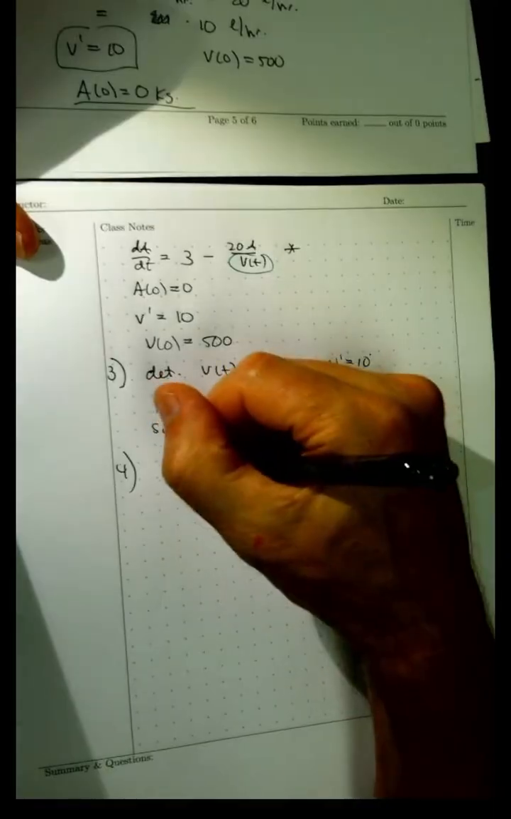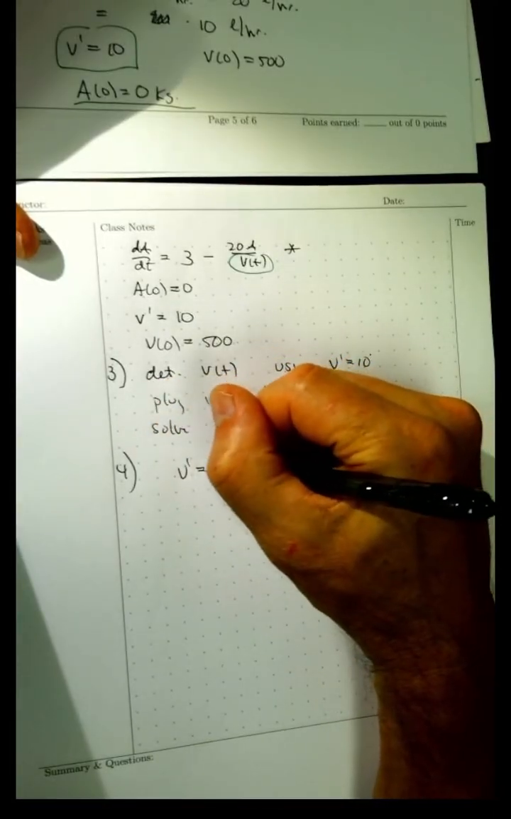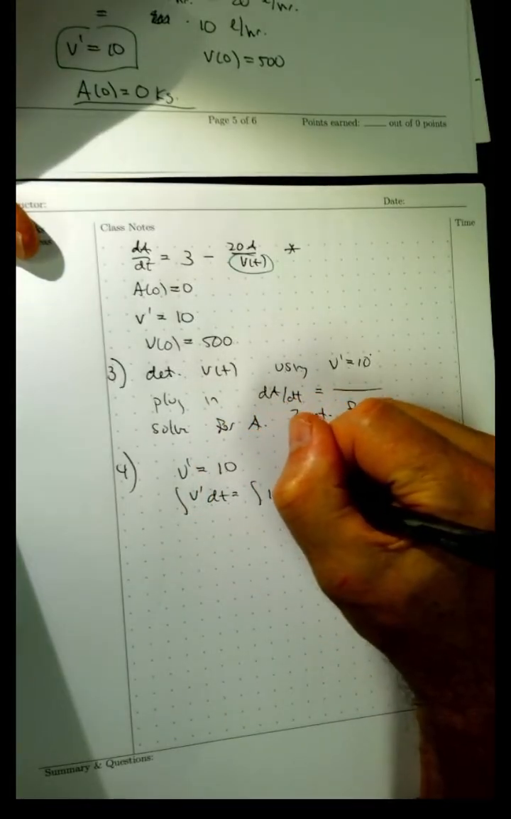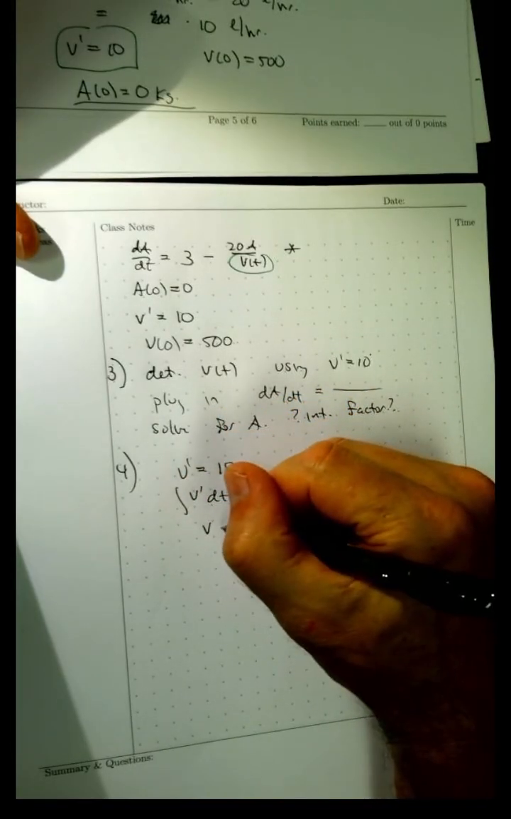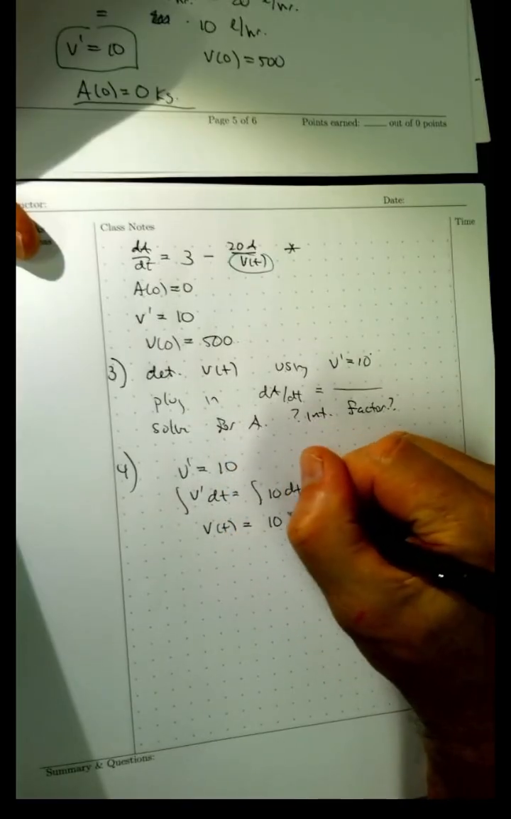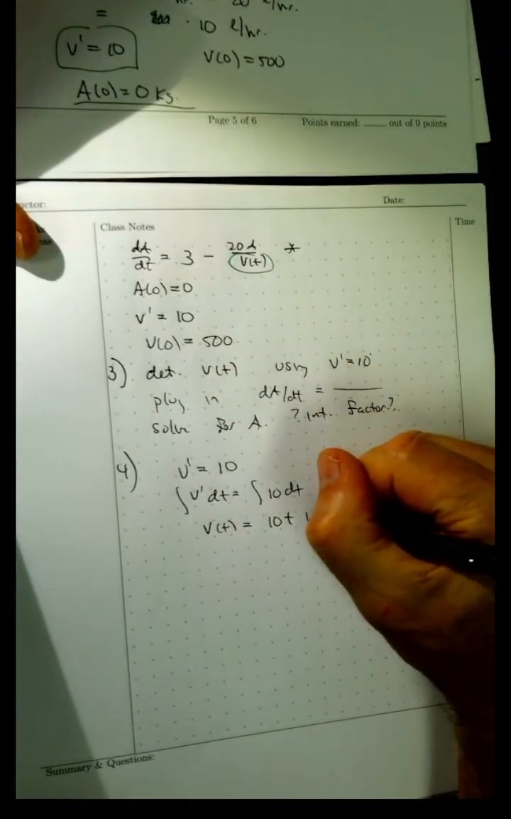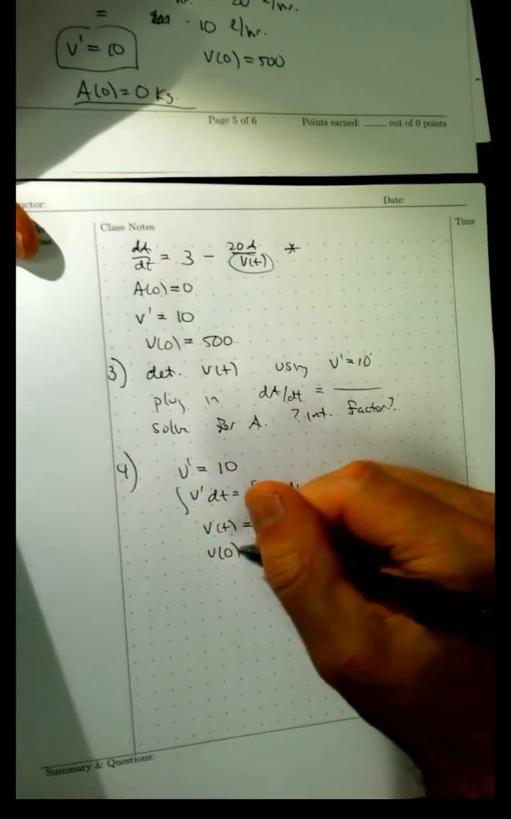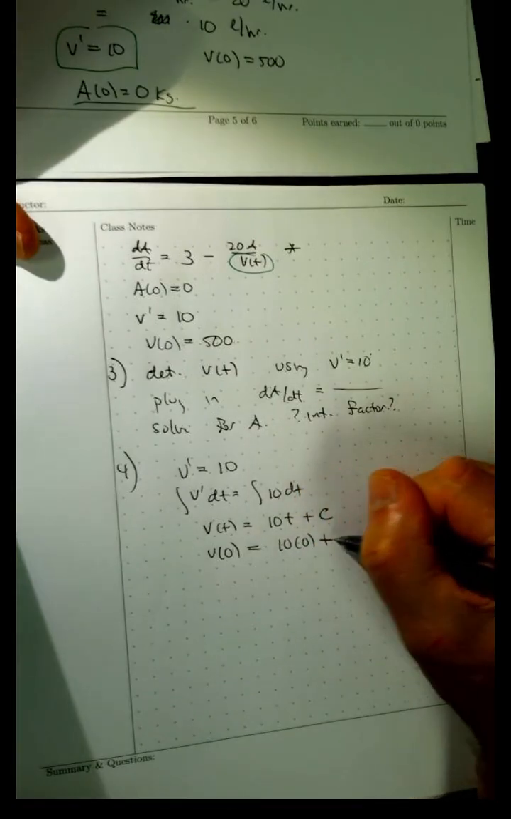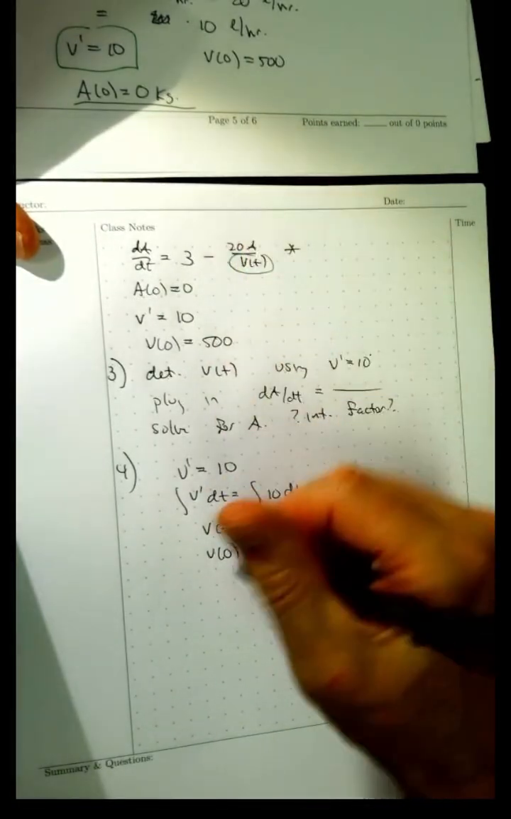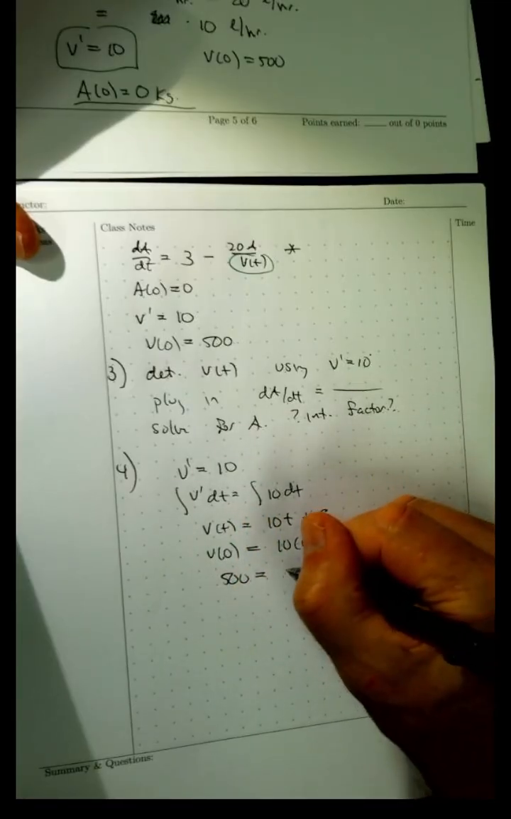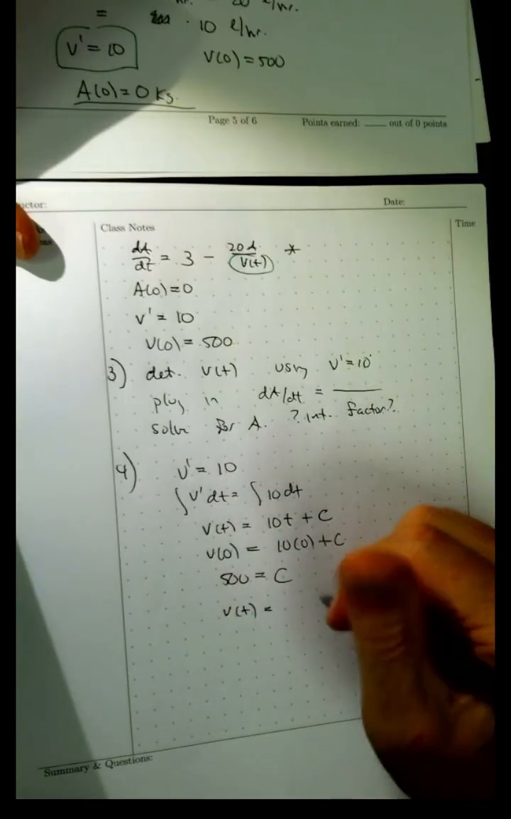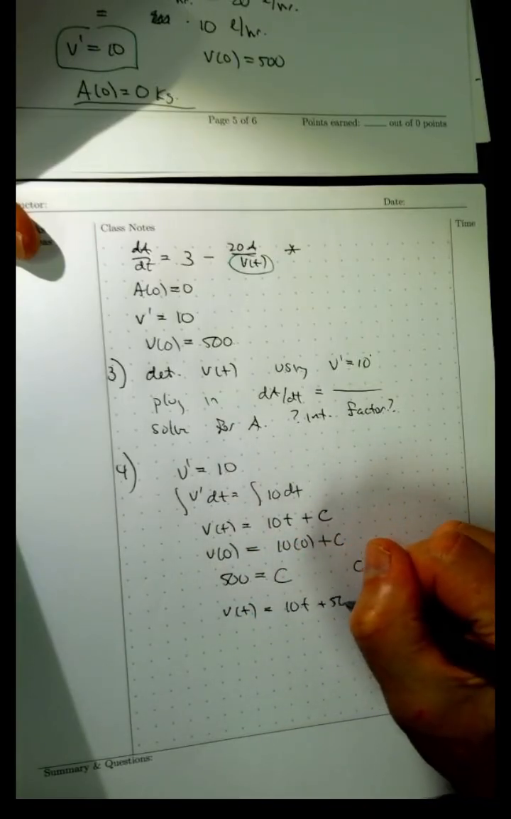All right, so V prime is 10. If I integrate both sides, the antiderivative of V prime is V. The antiderivative of 10 is 10t, but because I'm taking antiderivatives of both sides, I'm going to have a constant. When I plug in t equals 0, V of 0 we said is 500. 10 times 0 is 0, so C is 500. So V of t is 10t plus 500.